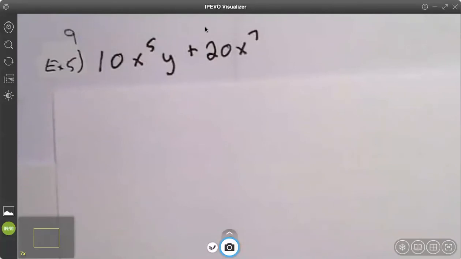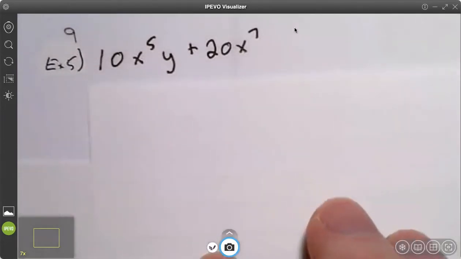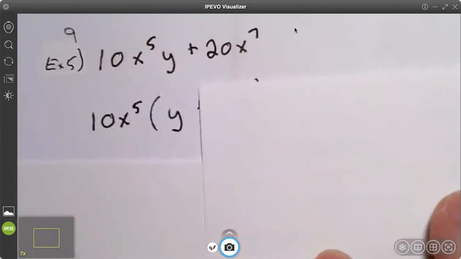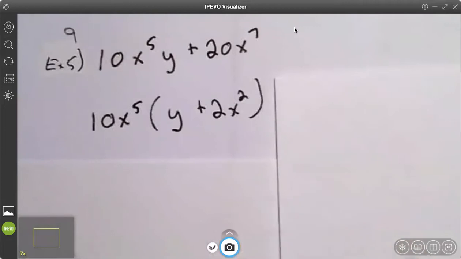All right, last one, number 9. On number 9, your greatest common factor is 10x to the 5th. That leaves you with y plus 2x squared. So I hope you agree with me that these are kind of quick and easy once you get the hang of them. And once you see all the other ways to factor, you'll appreciate how great factoring using the greatest common factor is. Thank you.